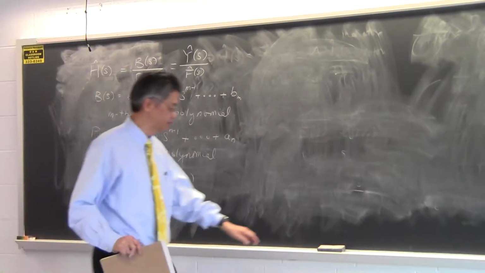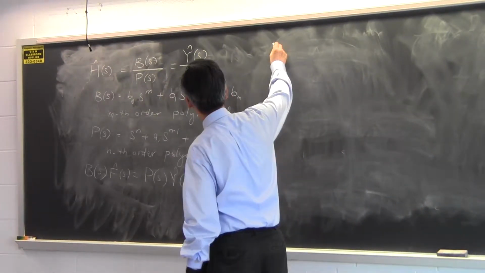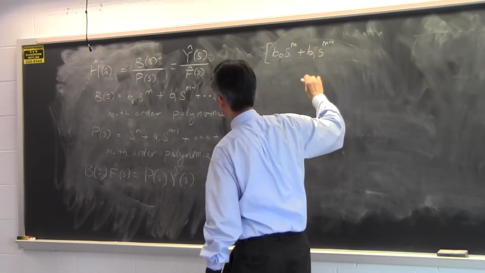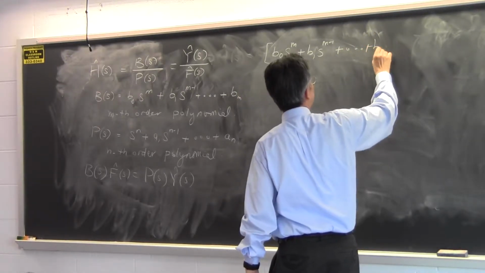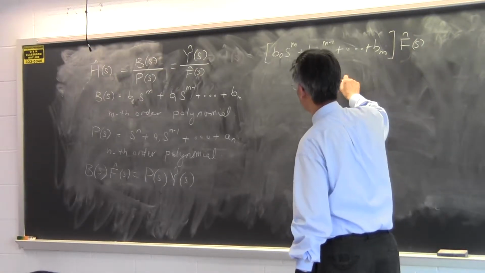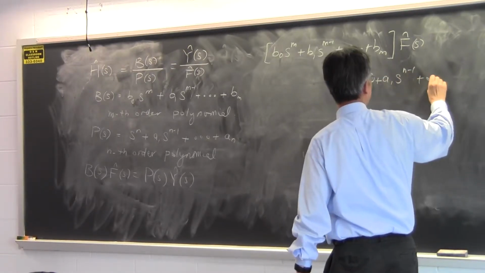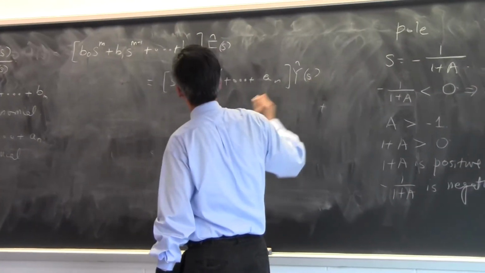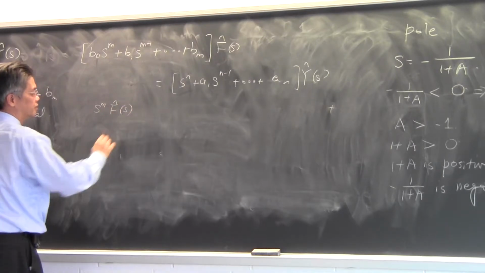And if you write this out in terms of polynomials again, you actually have something like b0 s^m plus b1 s^(m-1) plus dot dot dot plus bm times f hat of s equals s^n plus a1 s^(n-1) plus dot dot dot plus an times y hat of s. But what do we know? This thing is s^m times f hat of s.